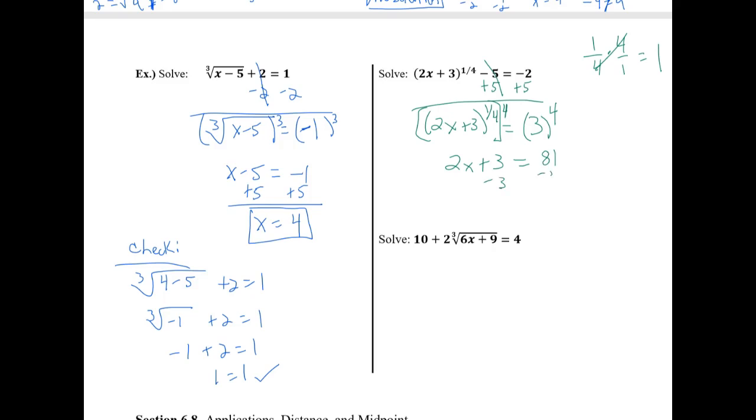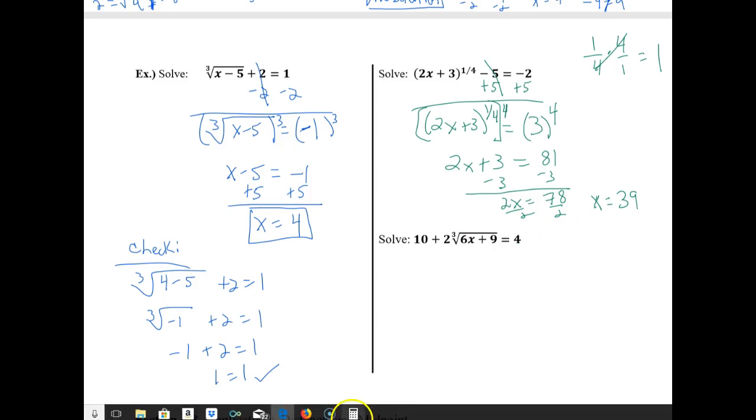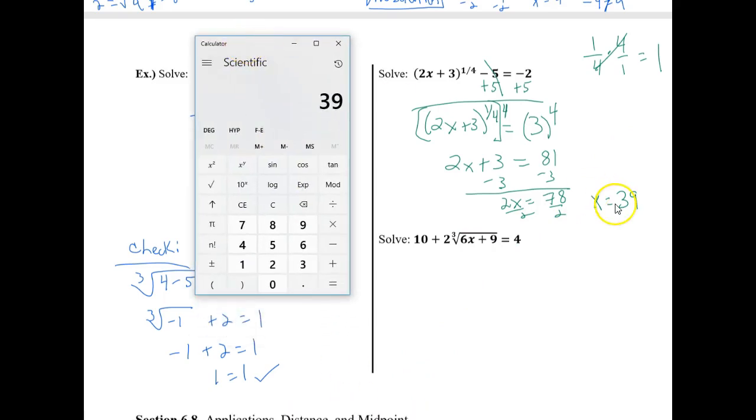I subtract 3 from both sides and get 78, and then divide by 2, and x equals 39. Again, this is something you should check. I'm going to go ahead and take out our calculator here. We're replacing x with 39. So 2 times 39 equals 78. And then we add 3, we get 81.